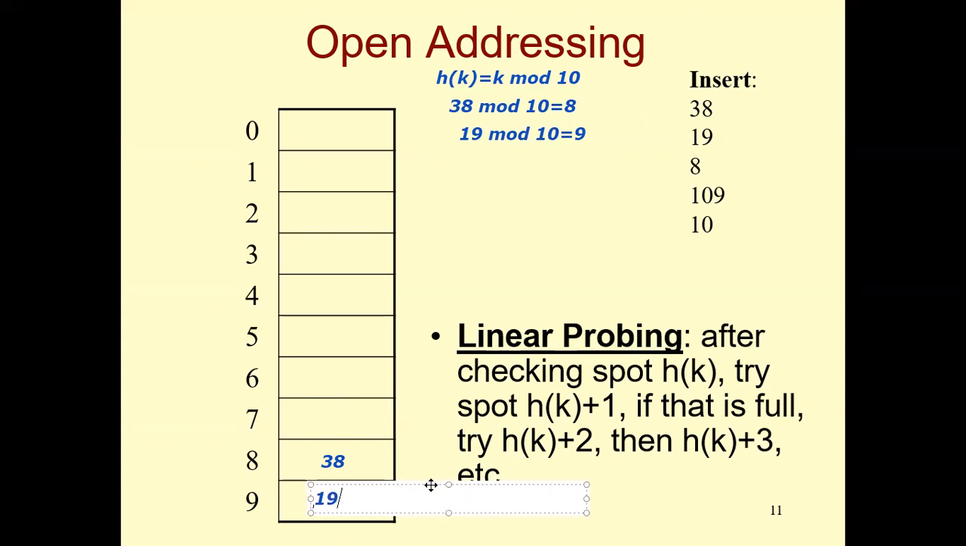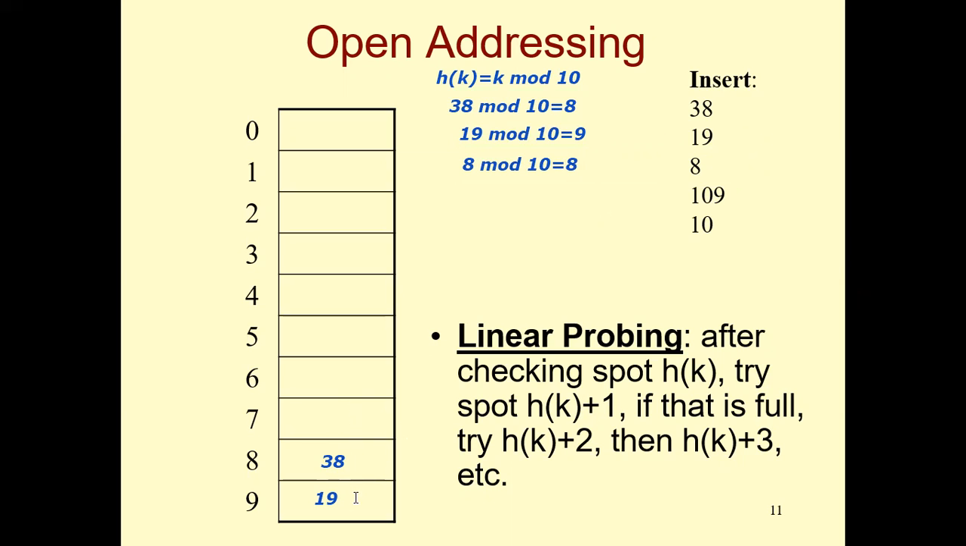The next one that we have is 8. So all we're going to say is 8 mod 10, and that's going to be equal to 8 because 10 can't go into 8, so the remainder is 8. Since the remainder is 8, we would attempt to put 8 here, but if you notice, we have something stored at 8. So we're going to have to move to h of k plus 1, so we move to 9.